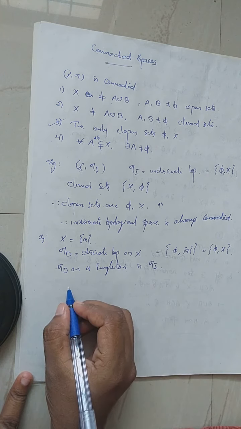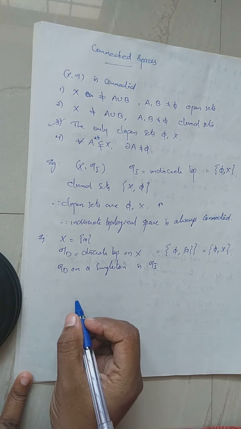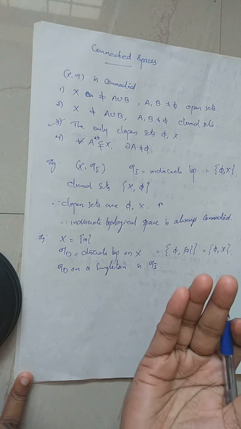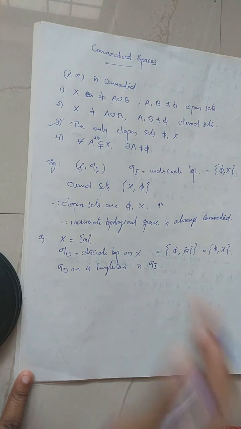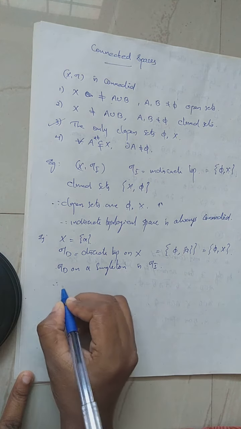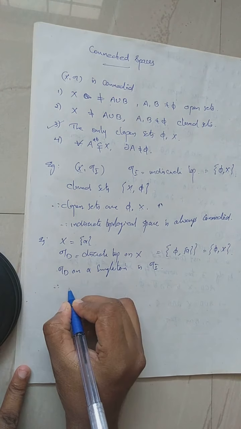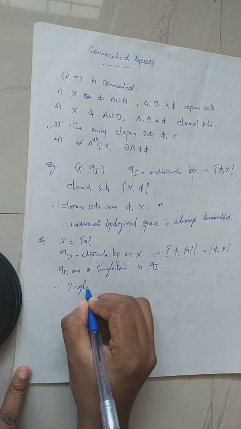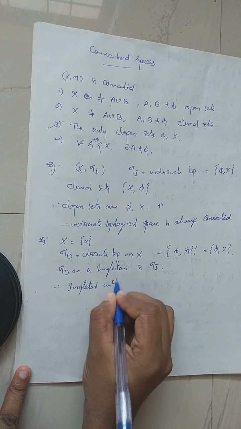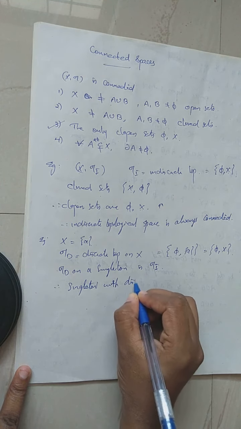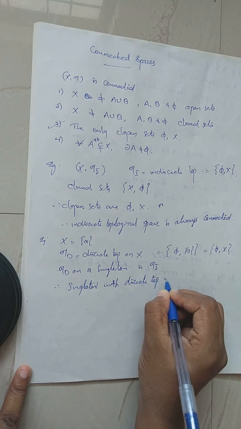So I can say that any one-element set together with the discrete topology will be connected. Therefore, a singleton with the discrete topology is connected.